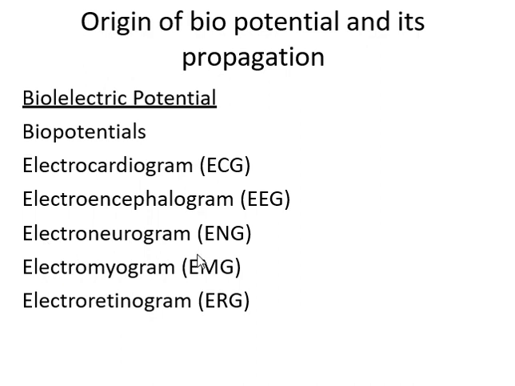And the next one is ENG, that means electroneurogram. This is the method used to visualize directly recorded electrical activity of neurons in the central nervous system, brain, spinal cord, or peripheral nervous system, nerves, ganglions.